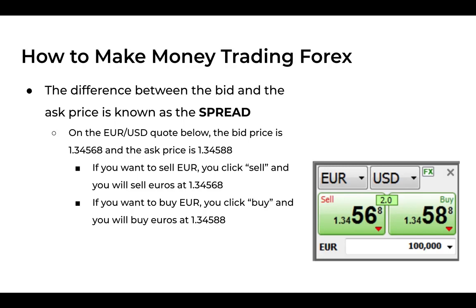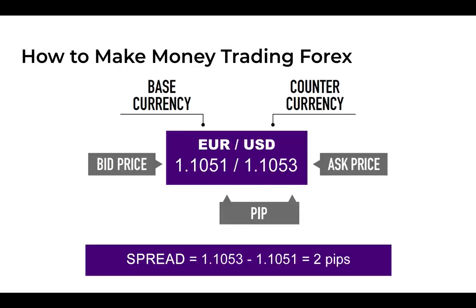So if you want to sell euros, you click sell, and you will sell euros at 1.34568 US dollars. Going back to what we just reviewed, the price that you're actually buying or selling at is listed in the quote currency. So that's how much you would either sell or buy euros for in USD. If you want to buy euros, you click buy, and you will buy euros at 1.34588.